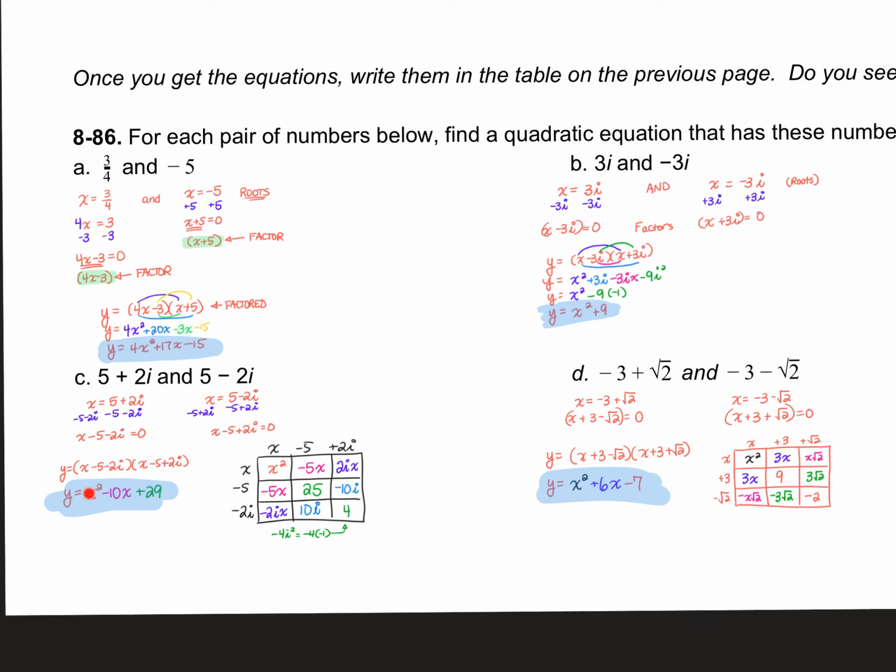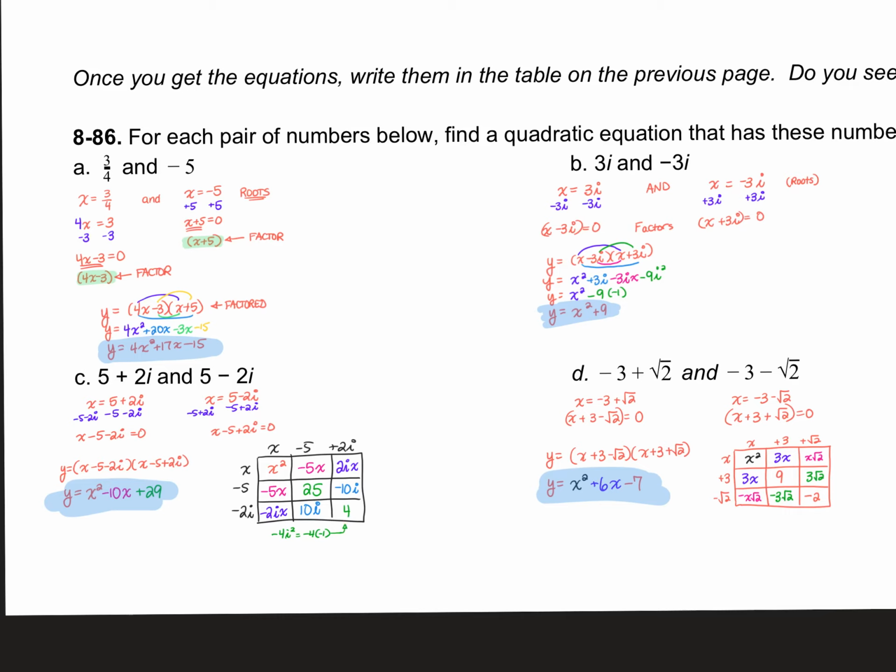We get x squared. We have negative 5x and negative 5x, which will give us the negative 10x. You're going to see positive 2ix, negative 2ix. Those are 0. Negative 10i, positive 10i, also 0. And then this box starts out as negative 4i squared, but when you replace i squared with negative 1, you just get positive 4. So we get 29 for our constant term.